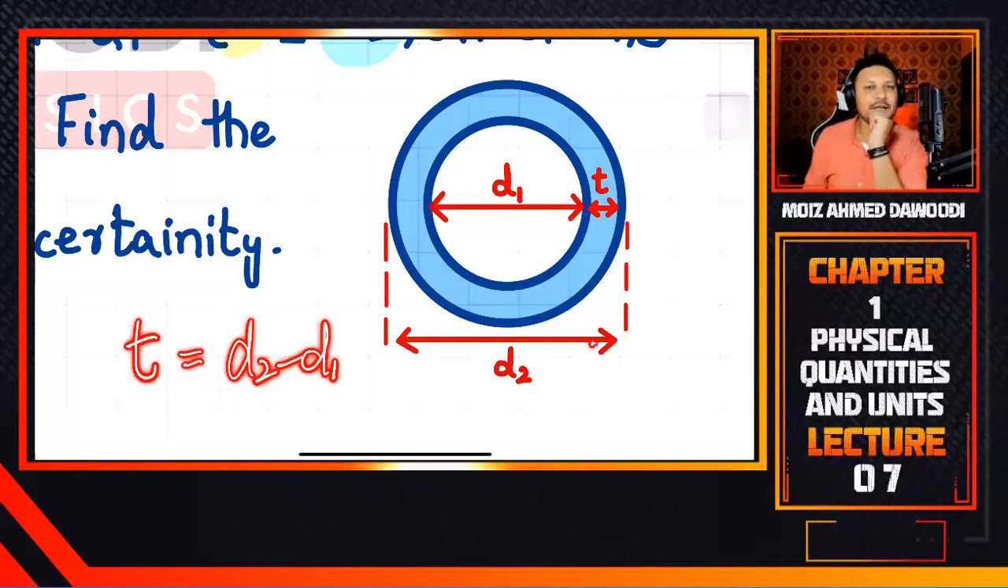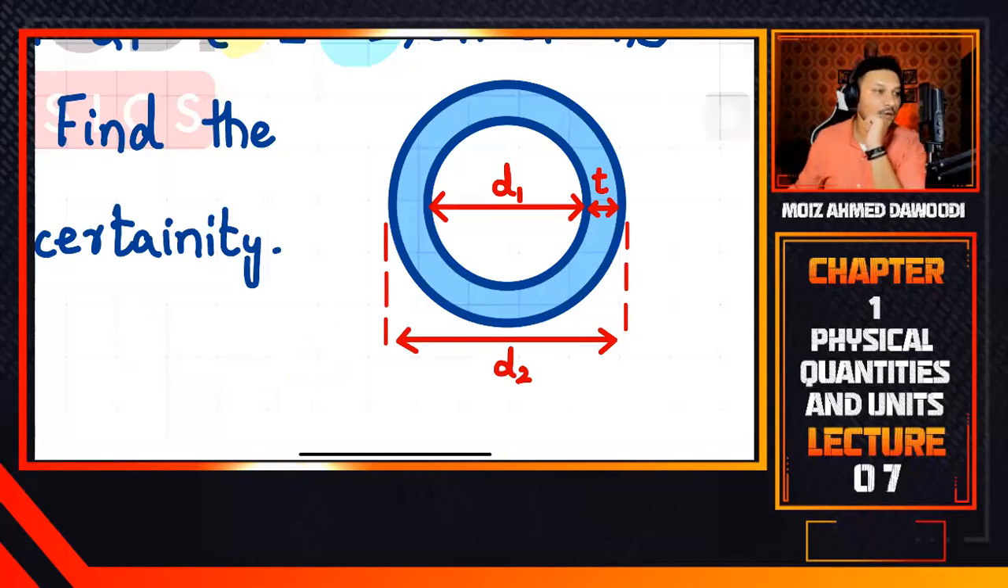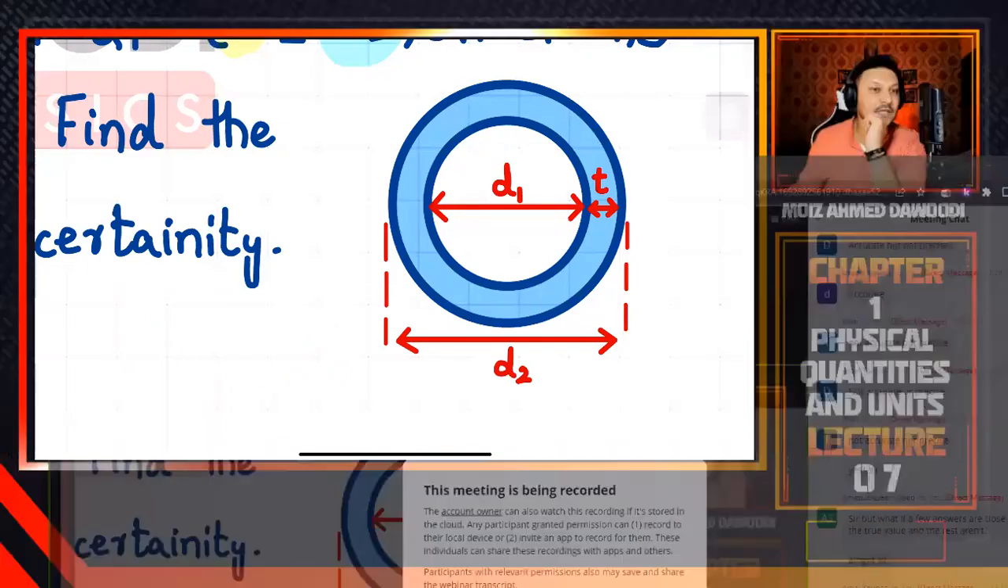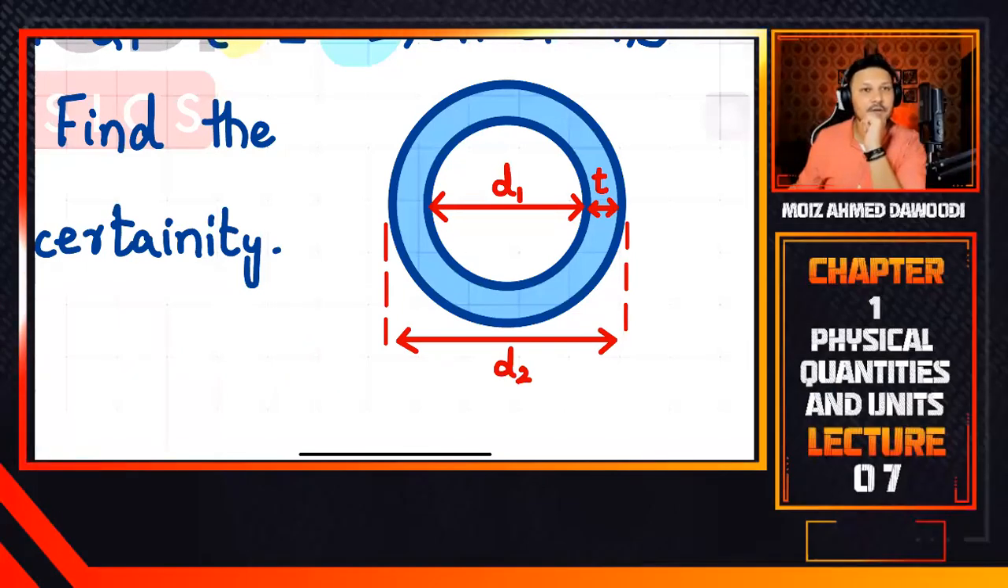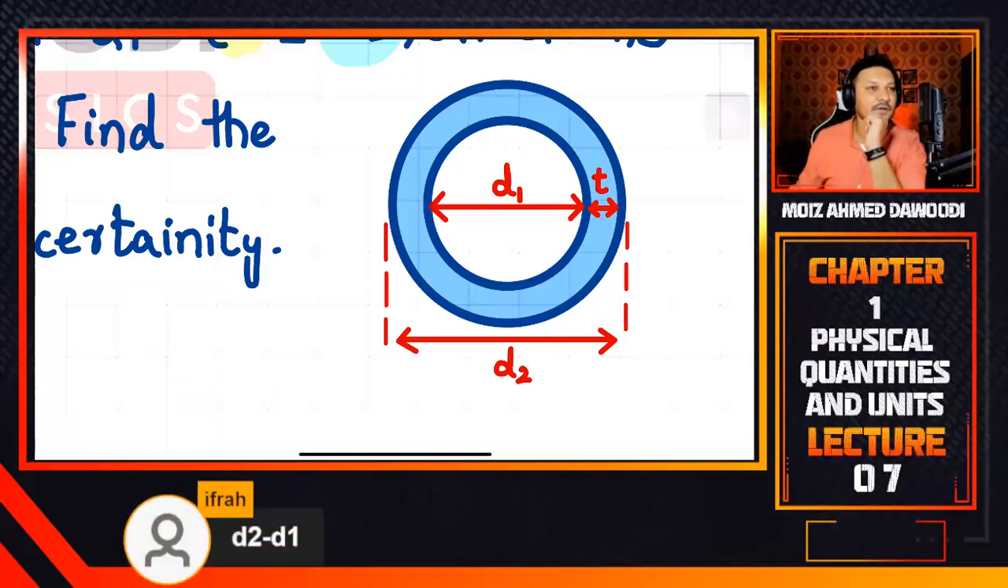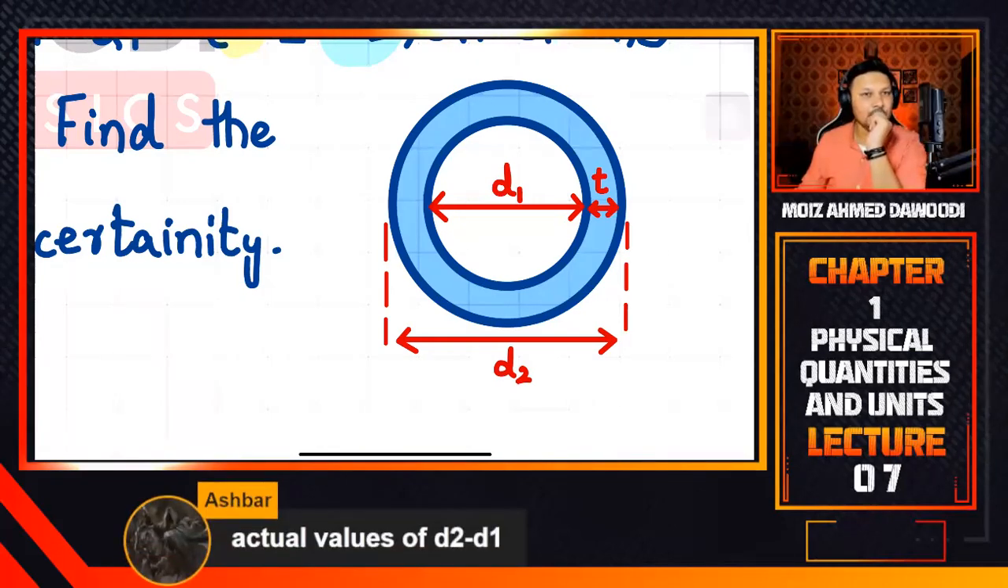How many of you can agree with this? Or you can also tell me if you disagree. Okay. Ifra is also saying D2 minus D1. Yes, Madi. Actual values of D2, D1. Okay. Ashbar. फिर divide by 2 भी करना पड़ेगा. Yes. This is what I want to hear. क्यों divide by 2 करेंगे?